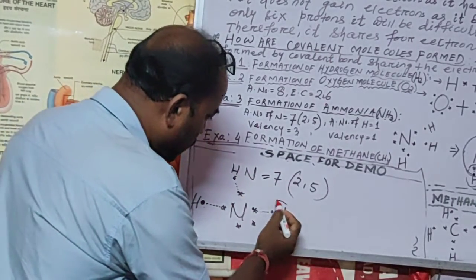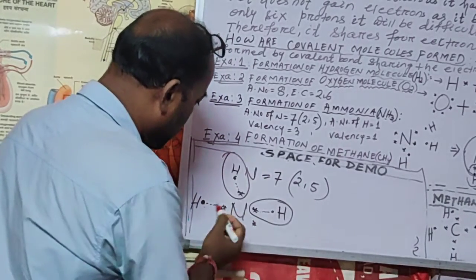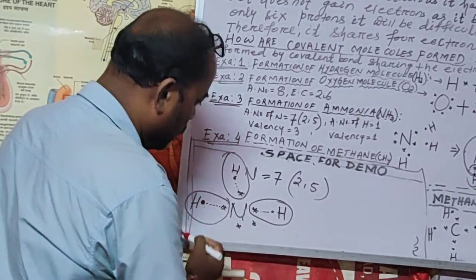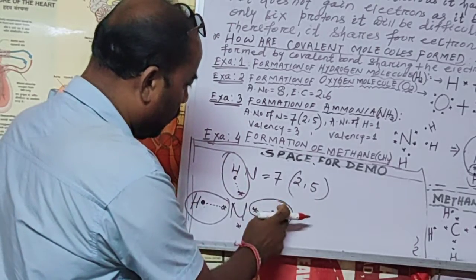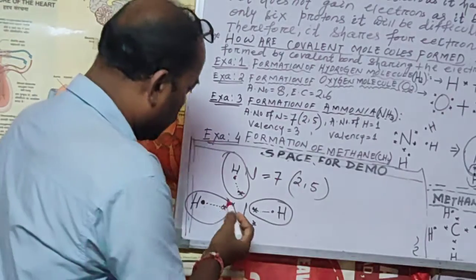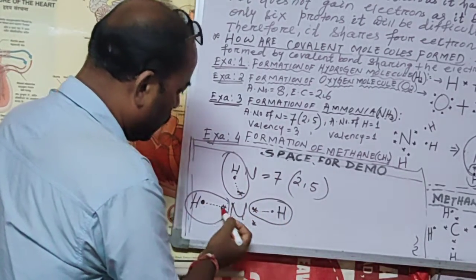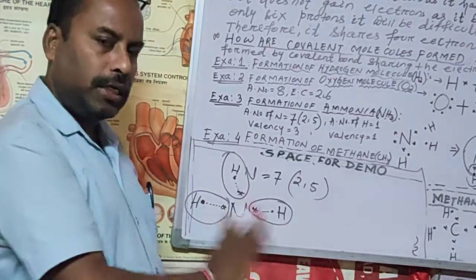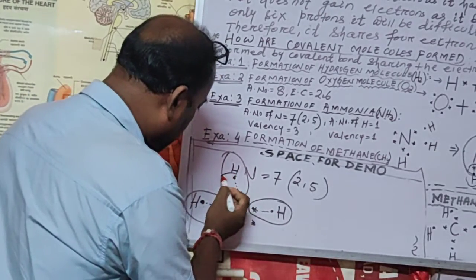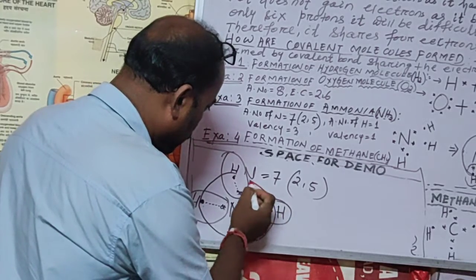So what happened? This hydrogen will make its boundary. This hydrogen will make its boundary. So 3 hydrogens are coming to share the electron with 1 nitrogen. Now each hydrogen has 2, they are making bonds, they are satisfied. Now nitrogen will make the boundary line with its shared paired electrons with the hydrogens.